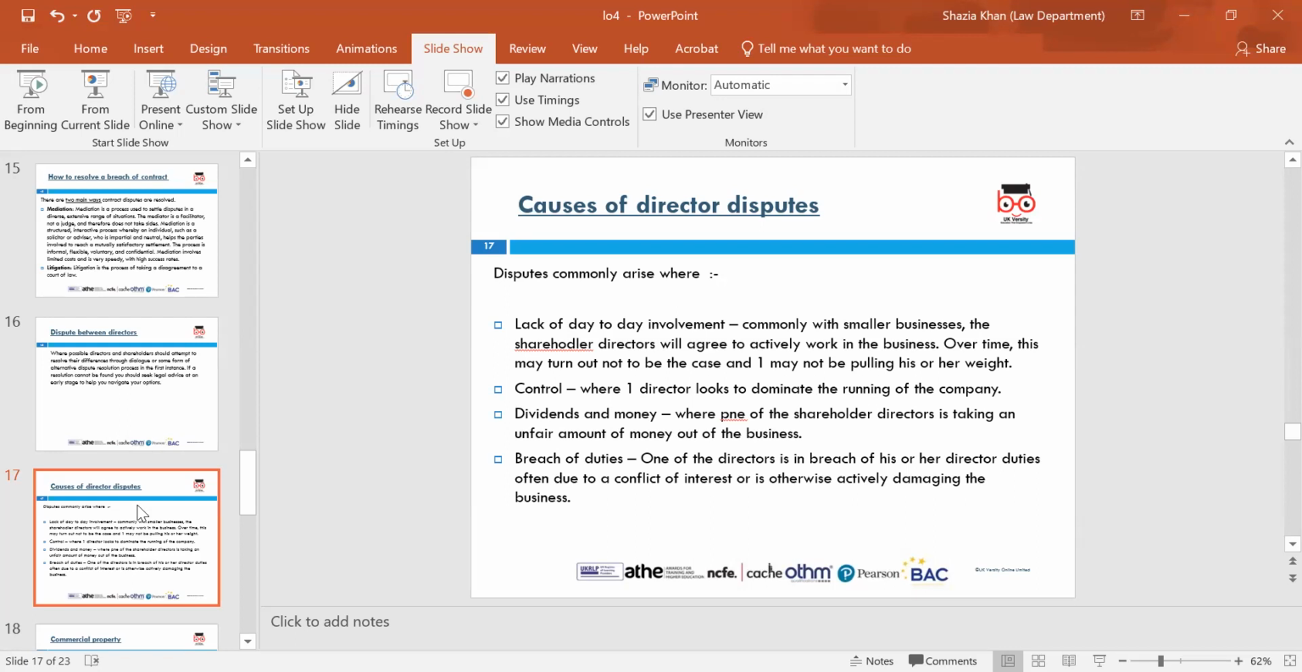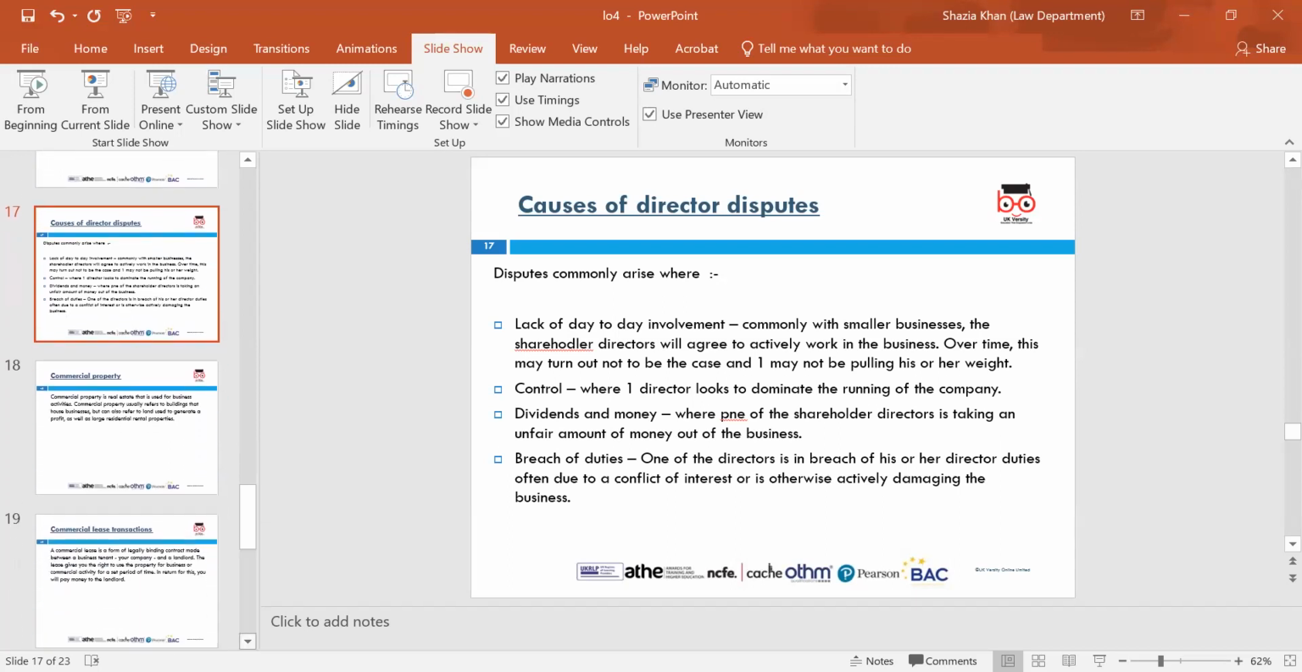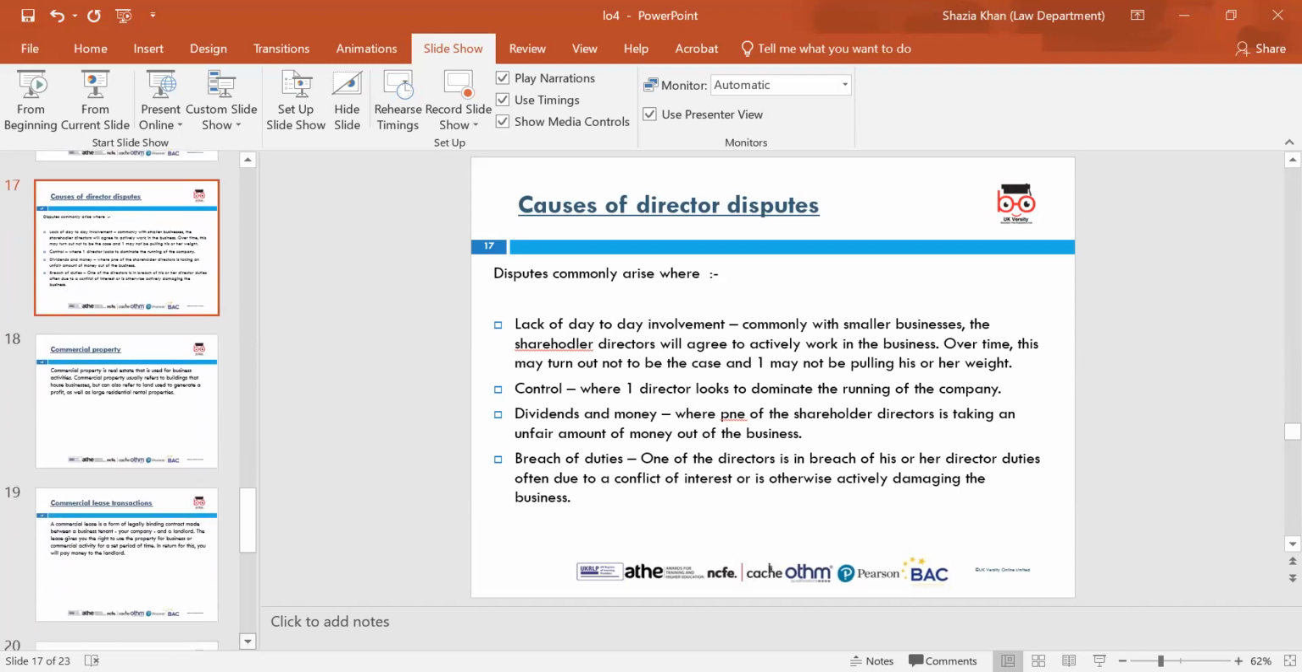Dividends and money, where one of the shareholder directors is taking an unfair amount of money out of the business. And breach of duties, where one of the directors is in breach of his or her director duties, often due to a conflict of interest or is otherwise actively damaging the business. So it's really important that directors are taking everything quite seriously.